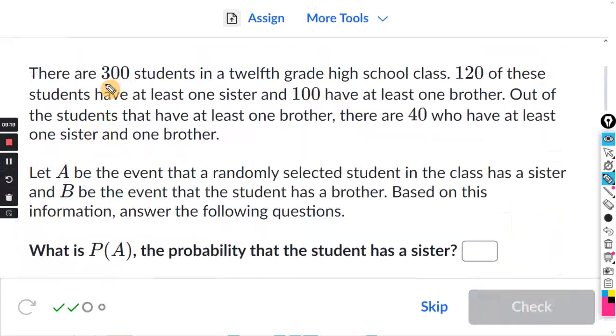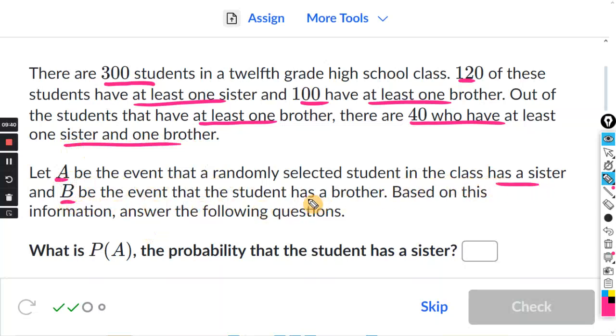All right, there are 300 students in 12th grade. 120 have at least one sister. 100 have at least one brother. Out of the students that have one brother, there are 40 who have at least one sister and one brother. Let A be the event that the student has a sister. B be the event that the student has a brother. Let's answer the following questions.